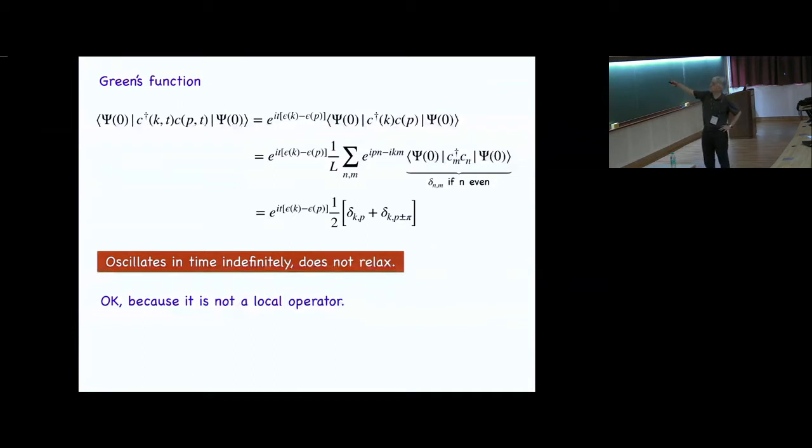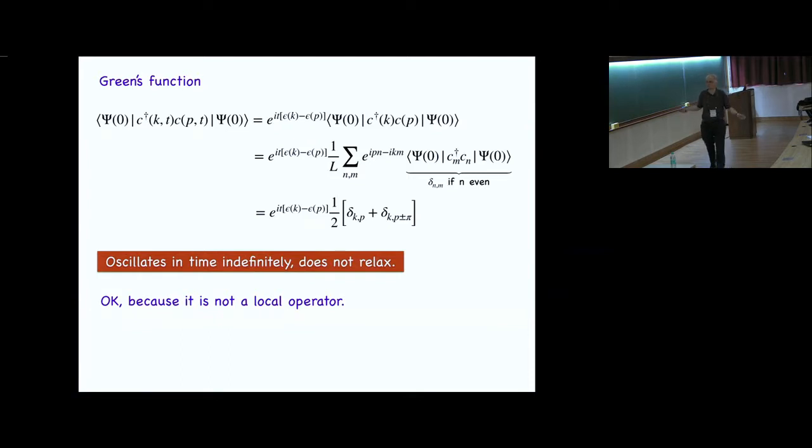This expectation value now is very easy to calculate, because that's just a Fock state, and so this expectation value is zero unless m is equal to n, and n is even. So there's a fermion there. I've chosen it very simply. So this is your answer. That's the Green's function in momentum space after the quantum quench.